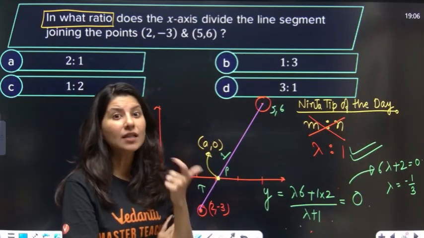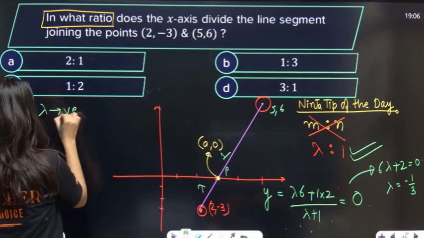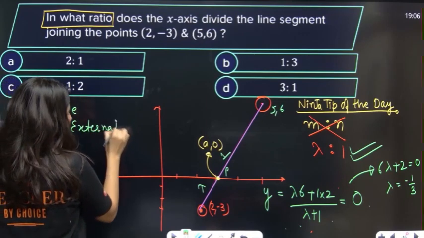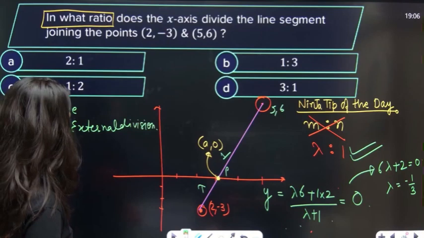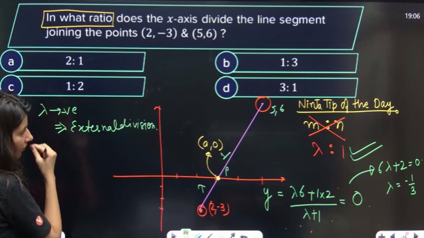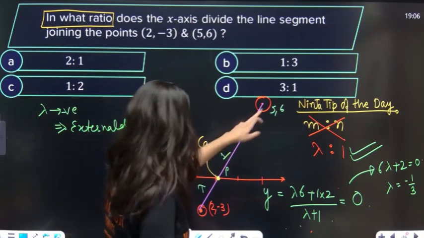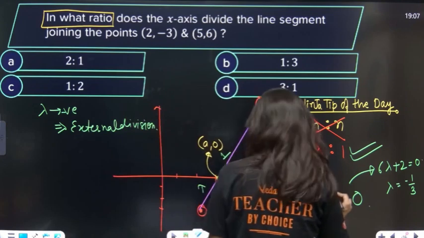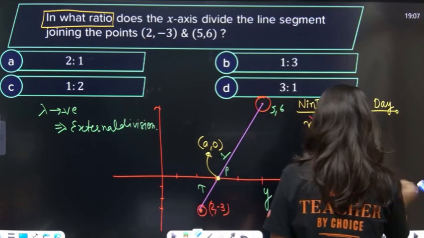That means lambda negative means what? Let me tell you a couple of things. Lambda negative implies external division. So lambda negative means external division. Is it coming negative? Sorry guys, this is lambda into 6 and 1 into minus 3. Oops, this is lambda into 6 plus 1 into minus 3. Okay, so no calculation mistake.